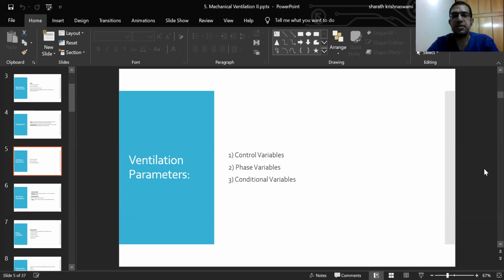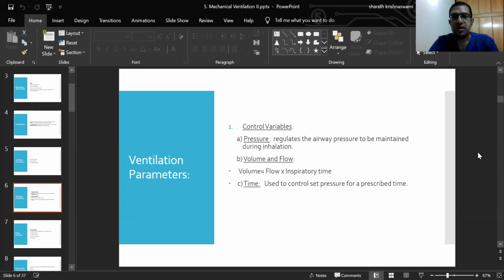The ventilation parameters involve the control variables, the phase variables, and the conditional variables. Control variables involve three types, that is the pressure, the volume and flow, and the time. The pressure is the manner by which we regulate the airway pressure to be maintained during inspiration or inhalation. The volume is given by the equation volume is equal to flow and the inspiratory time.